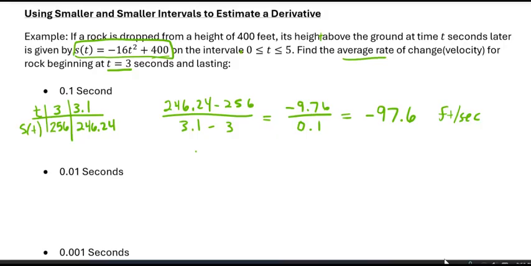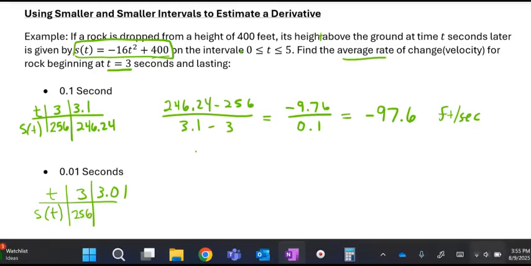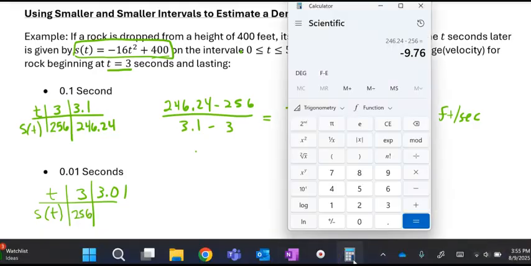What if we made the interval even shorter? What if we just looked from 3 to 3.01? That's 0.01 seconds later. Now you know why I have the calculator. I can still borrow the 256, but I'm once again going to plug 3.01 into the function. So we have negative 16 times 3.01 squared, then add 400 to that, and I have 255.0384.